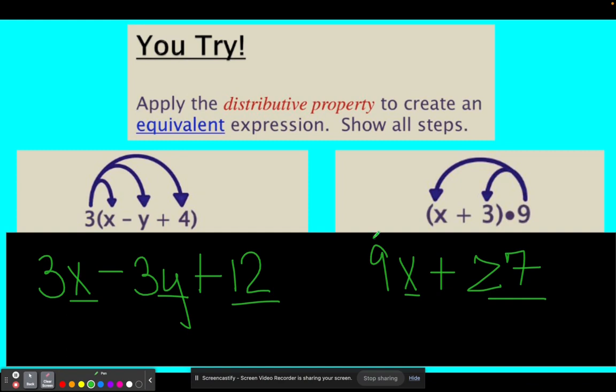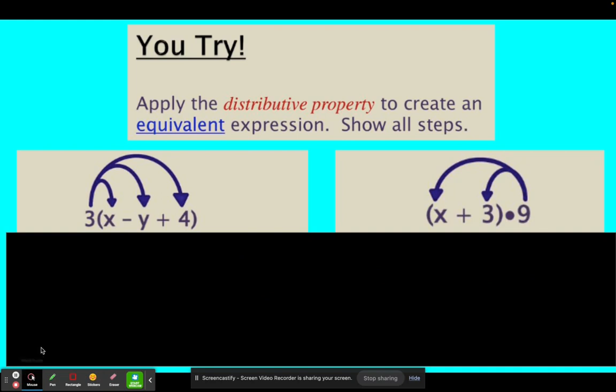Notice I kept the order. You're really tempted because you're like, ooh, the 3 is closest, so I'm going to do that one. Right. The X is first. If you're reading your problem from left to right, the first thing that you see is your X, right? So that's what you have to work with first. What are you doing with the X? You are multiplying it by your 9. Cool. Okay.